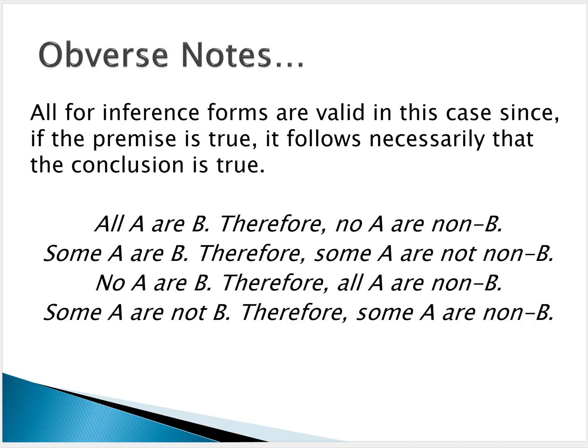Couple of notes about obversion. All the inference forms are valid in this case, since if the premise is true, it follows necessarily that the conclusion will be true. So if all A are B, then no A are non-B. Okay, so it follows true for all the forms, so you don't have to worry about A and E and I and O.